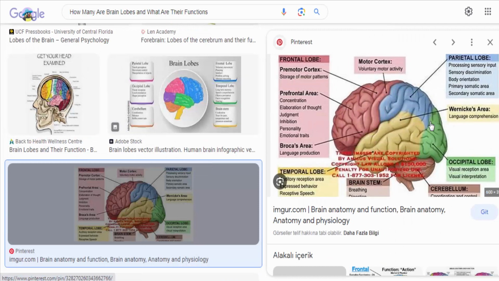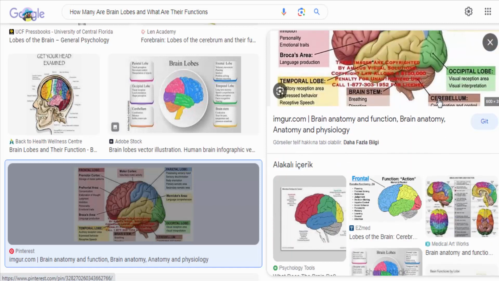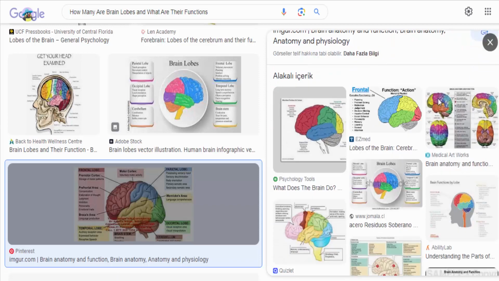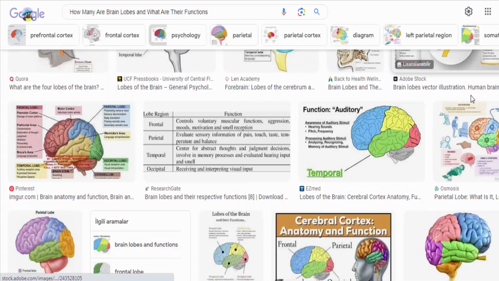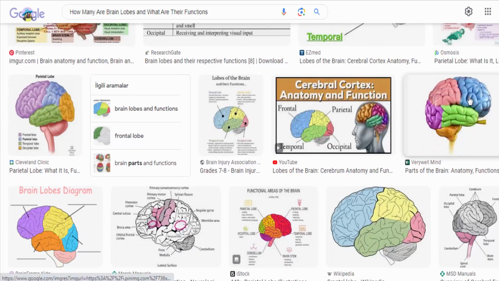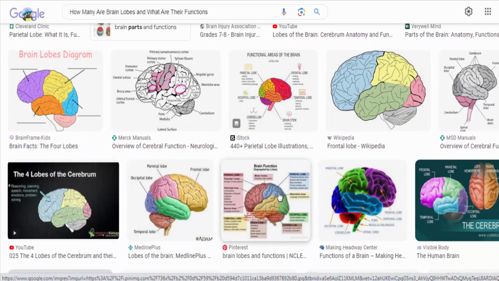It's important to note that while each lobe has its primary functions, the brain functions as an integrated system, and various regions interact with one another to perform complex tasks. The lobes work in coordination to support overall brain function and enable us to perceive, think, and interact with the world.